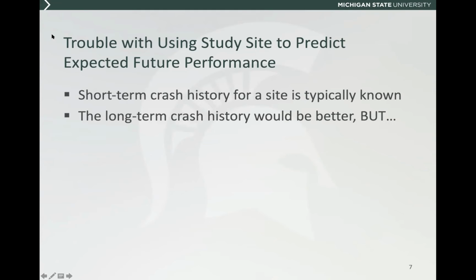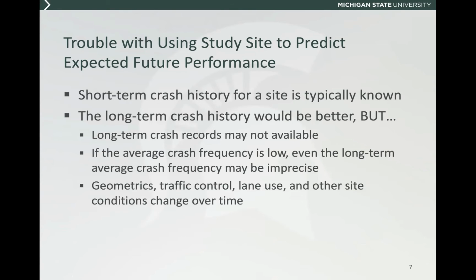And so as we think about trying to forecast safety performance, oftentimes we're dealing with short-term crash history, so a 3 to 5 year period. We could go back longer, 10 years or more, but as we had talked about last time, there are some limitations that arise to that end. Long-term crash records may not be available. Now, that's less of a concern in modern times with our available crash databases.